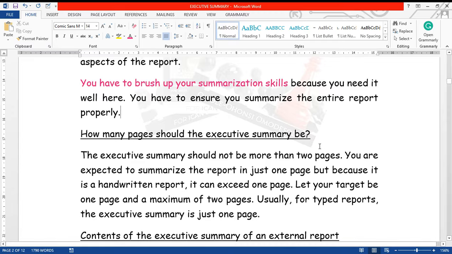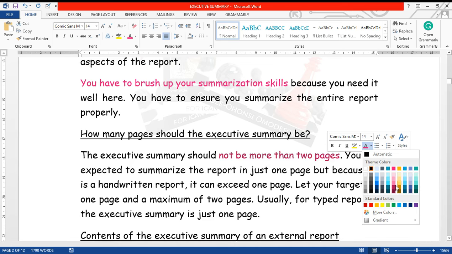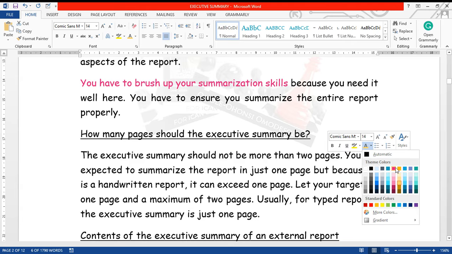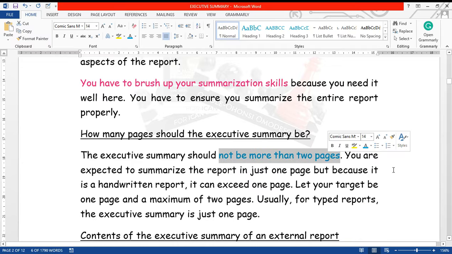So how many pages should the executive summary be? The executive summary should not be more than 2 pages. You must ensure that it's not more than 2 pages, at most a maximum of 2 pages.